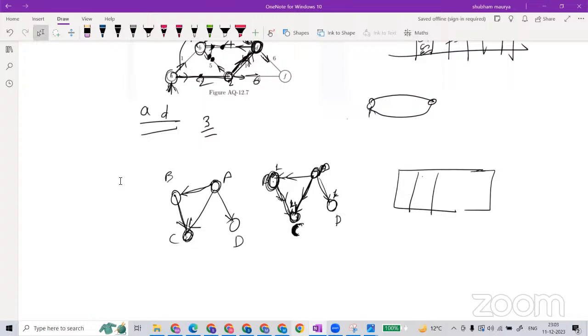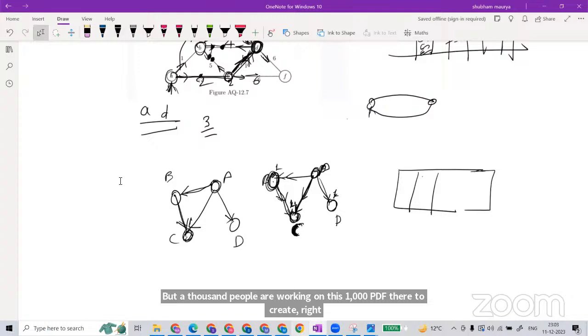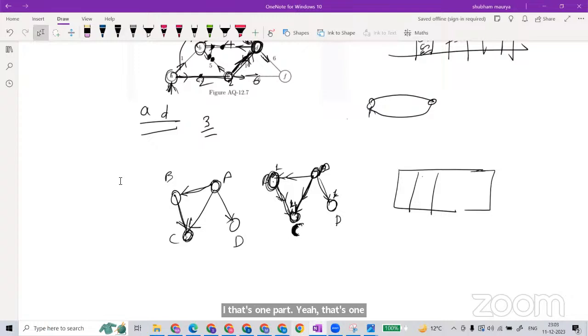It is easier for you all to do, because you will be doing it only once. But if 1,000 people are working on this, 1,000 PDFs would have to be created. That's one part. So maybe I will tell the TAs that they should take a screenshot of each activity and form a PDF, and maybe I will update it in one of the summary sessions.